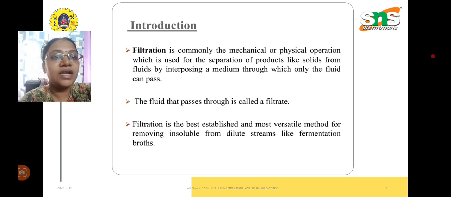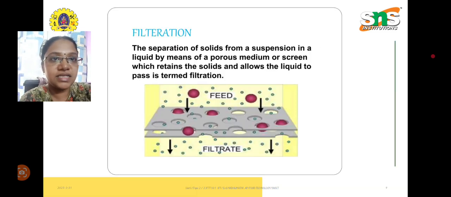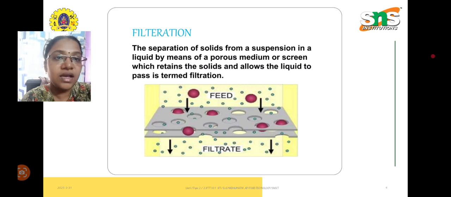So the fluid that passes through that medium, we call it the filtrate. Filtration is the best established and most versatile method for removing insolubles from dilute streams like fermentation broths. In this picture we can easily understand the filtration process: the separation of solids from a suspension in a liquid by means of a porous medium or screen which retains the solids and allows the liquid to pass through is called filtration.